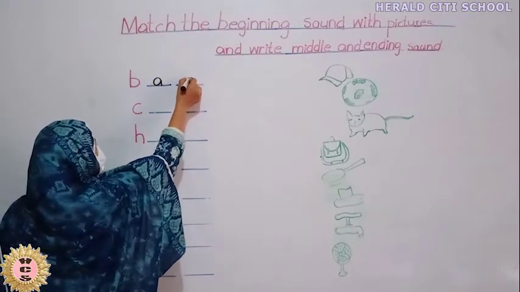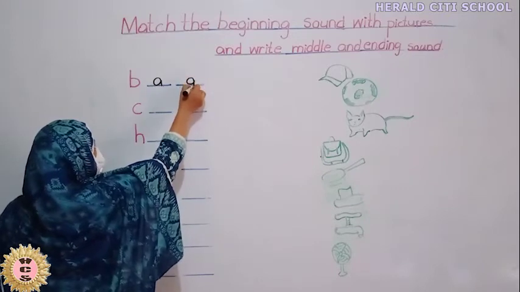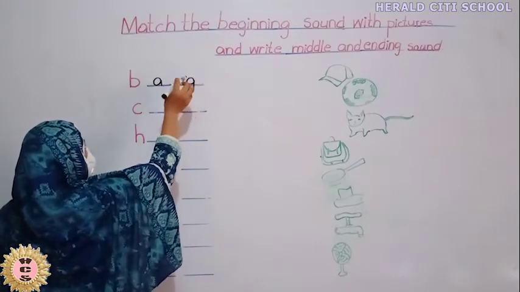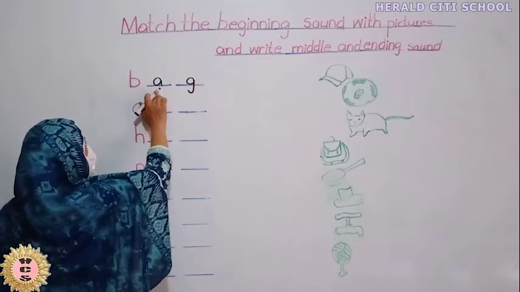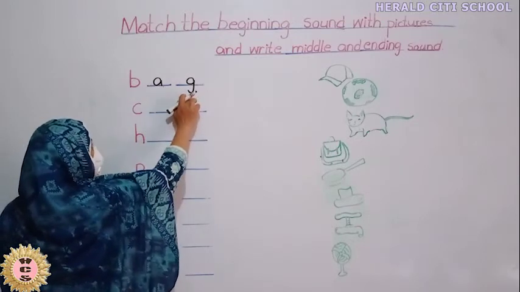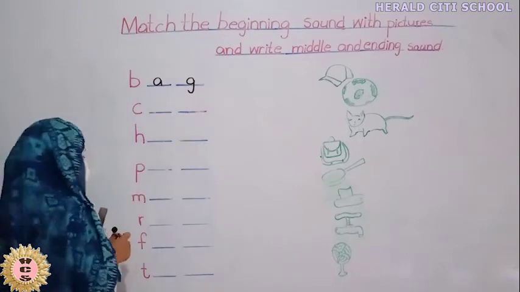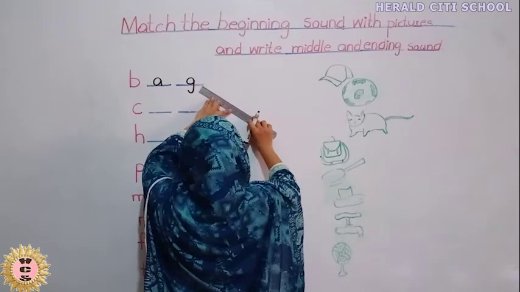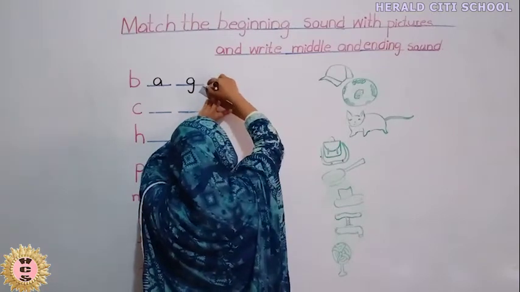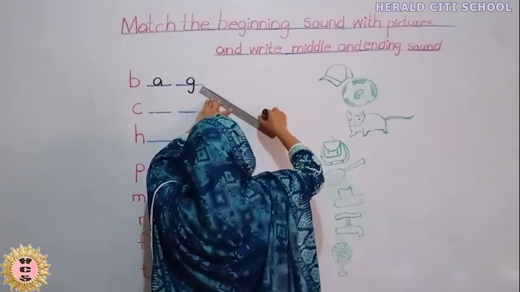B-A-G, bag. Its starting sound is B, middle sound is A, ending sound is G. And children, now we should match the spelling of bag with bag.